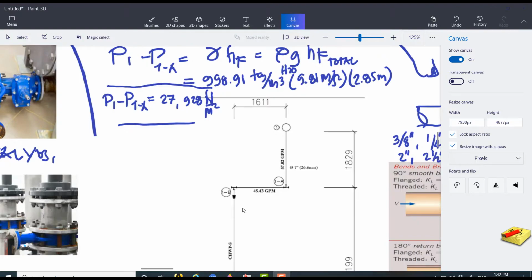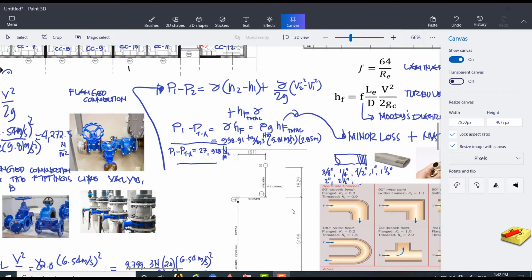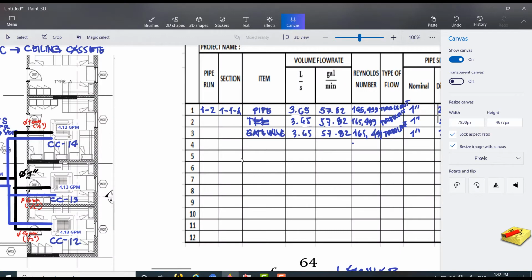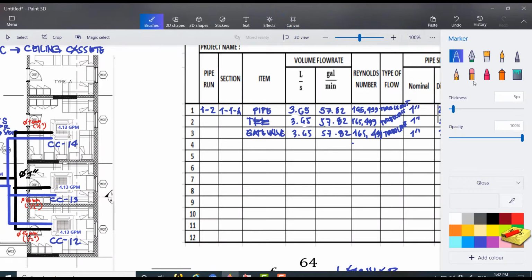Let's solve section 1-A and 1-B. So from 1-A to 1-B, I'm going to put here section, so it will be 1-A to 1-B.